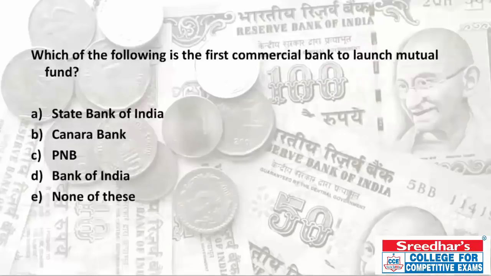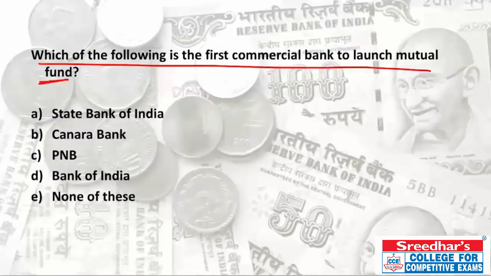Which of the following is the first commercial bank to launch mutual funds? It is State Bank of India. So State Bank of India, the largest public sector bank in India, is the first commercial bank to launch mutual funds.